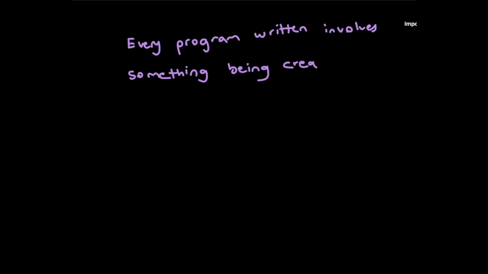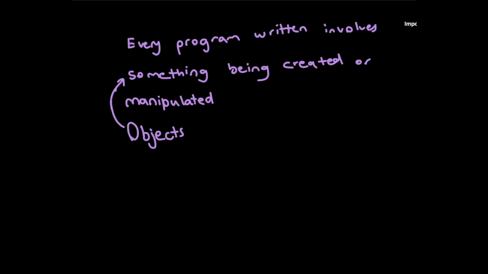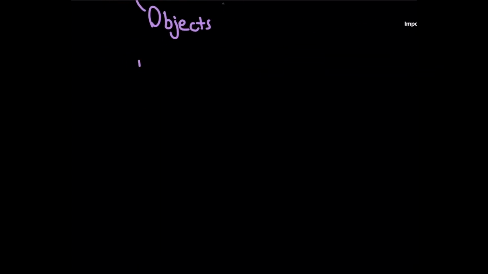CSA. We're going to cover the first half of Unit 2, which is methods, classes, and objects. So first, let's go over objects. Every program you write involves at least one thing that's being created or manipulated by the program. This thing, together with the operations that manipulate it, is called an object. And any given program can have several types of objects.